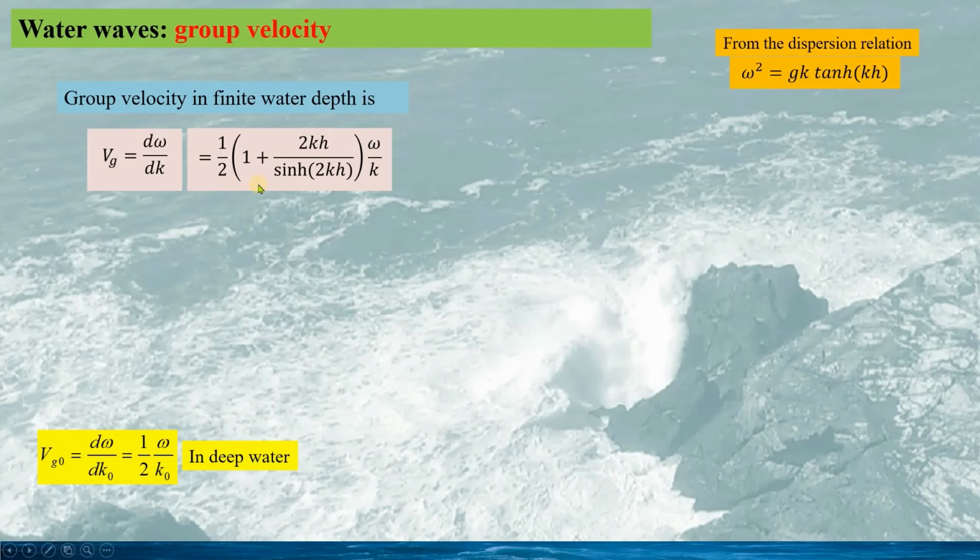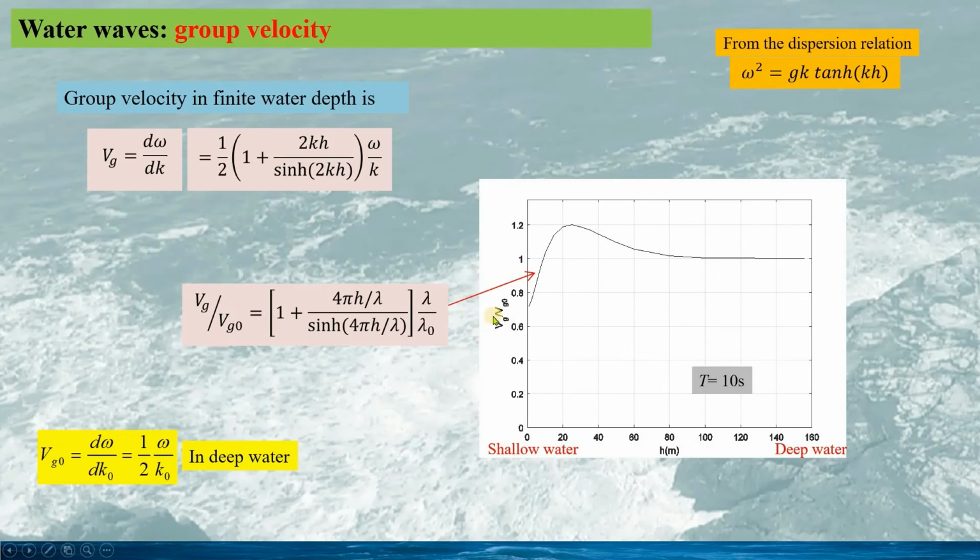We can see the group velocity in finite water depths is much more complicated than that in deep water. The ratio of the group velocity Vg over Vg0 is given in this formula. We draw out the ratio of the group velocity, and we can see the curve is quite different from the previous curve. The ratio of the group velocity increases first when the water depth decreases, and after a certain point, the ratio decreases with the decrease of the water depth.